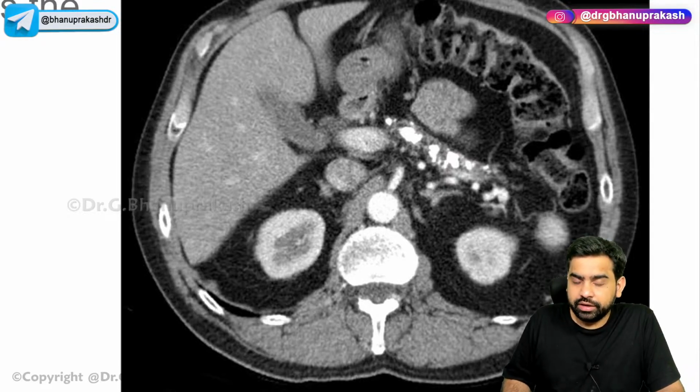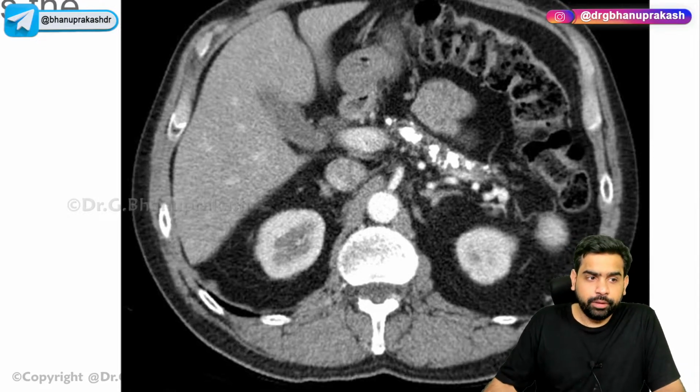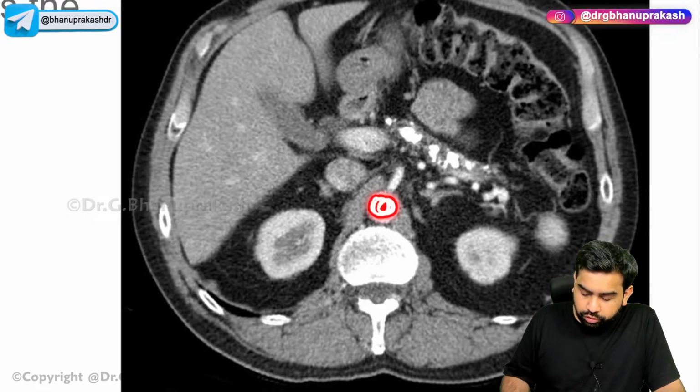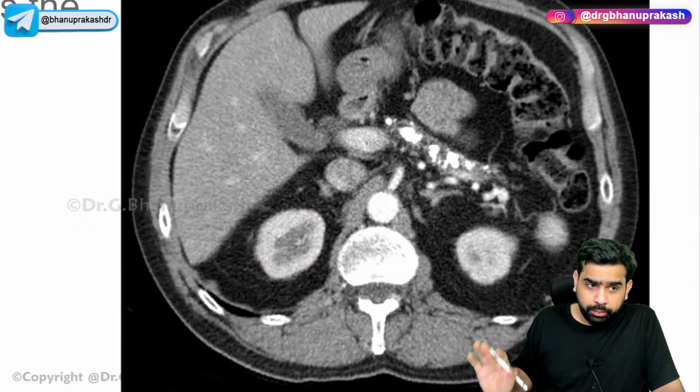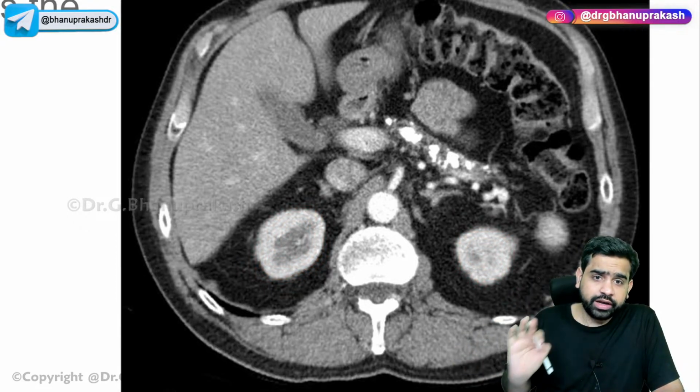Now is it a contrast CT or a non-contrast CT? Can you please help me with this? I hope you are telling me that this is a contrast CT. Why is it a contrast CT? Because as you can see over here, the aorta is filled with contrast, and also in the kidneys, the cortex is showing enhancement. Are you understanding my point? So this is a contrast enhanced CT scan.